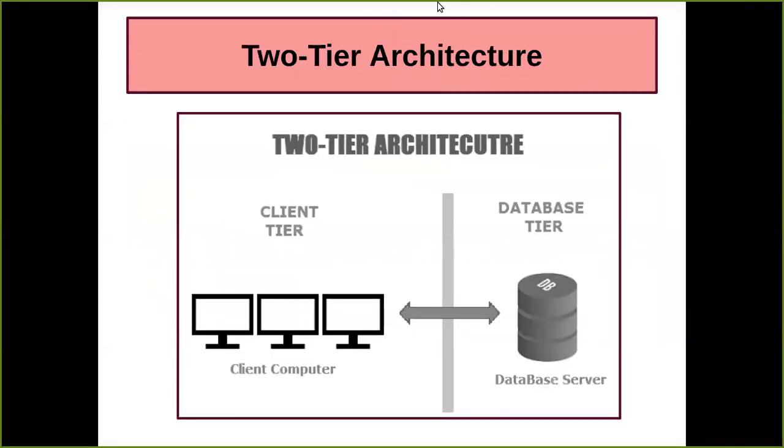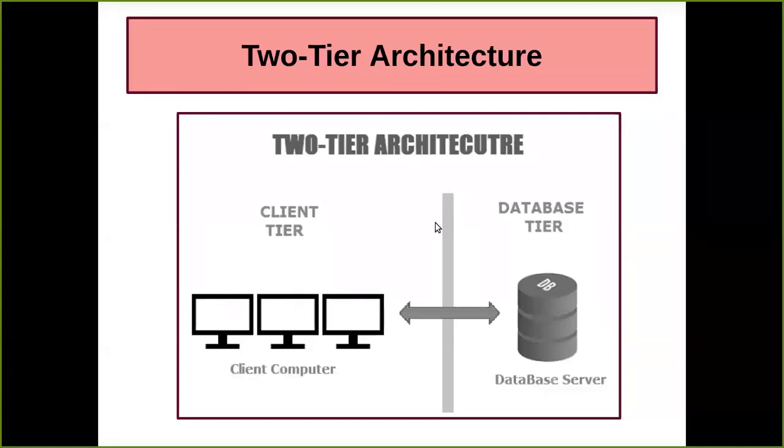Okay, now the next one is your two-tier architecture. We studied the one-tier architecture and its advantages and disadvantages also. We'll just move ahead. That is your two-tier architecture. Now, in two-tier architecture, we know that we have three layers: the presentation layer, the application layer, and the data layer. Okay.